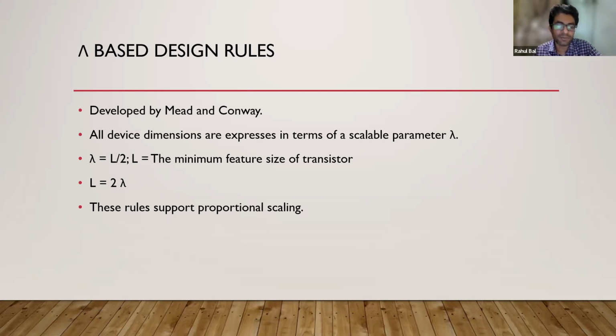This rule supports proportional scaling. As I said, in comparison with the micron rule, the lambda based rule supports proportional scaling, whereas the micron rule doesn't support proportional scaling. So that is the difference between lambda based and micron rule.